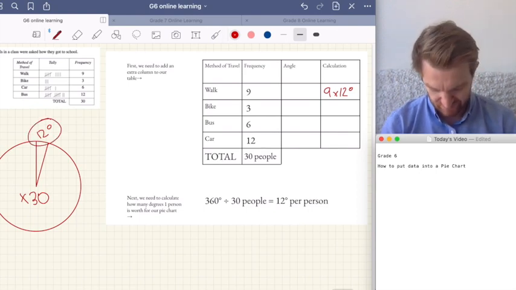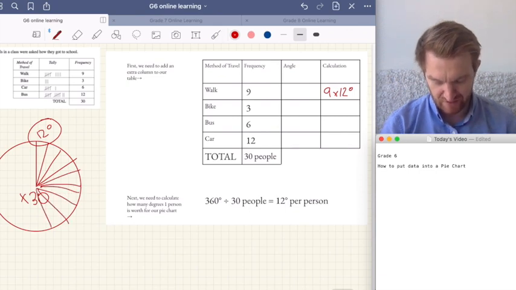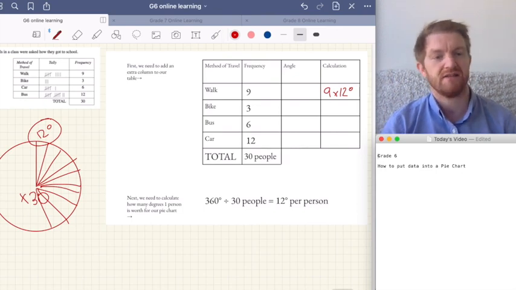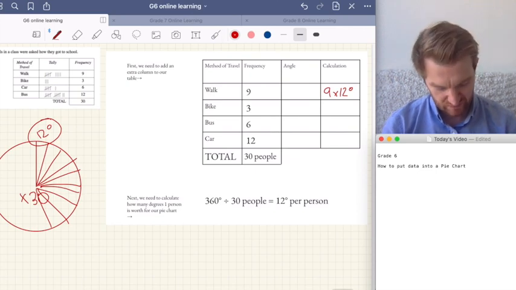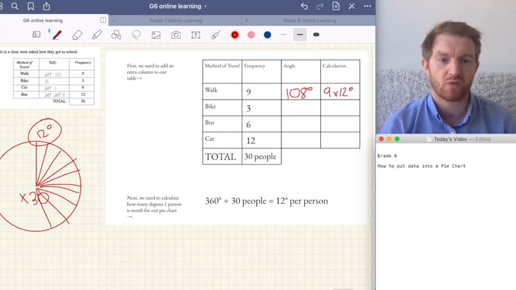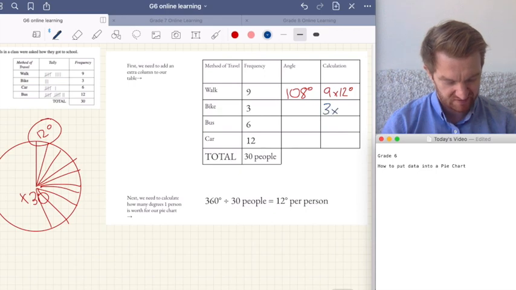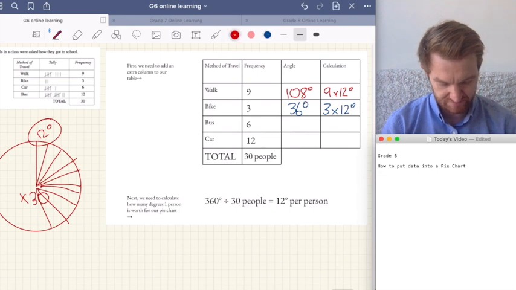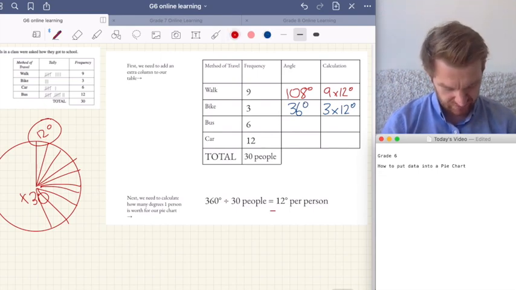So you keep going, and you keep doing slices. Obviously you'd measure them, and you'd have 9 slices. We do 9 times 12, we do that on our calculator. If you remember I said that at the beginning. You do 9 times 12, and that would be in total 108 degrees. 9 people, 12 degrees per person. Biking is less. There's only 3 people, but there's still 12 degrees for every person. And 3 times 12 is 36 degrees. The bus, you've got, again, this 12 degrees per person. So every time it's 12 degrees, you've got 6 people at 12 degrees each.